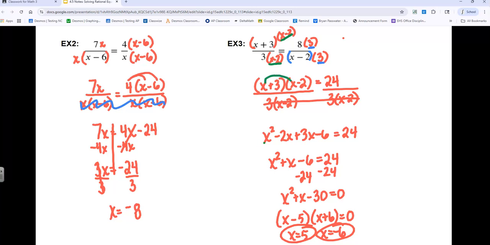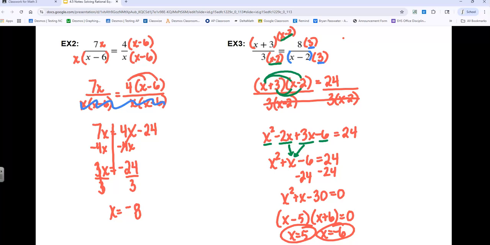X times x gives you this x squared. X times negative 2 gives you that negative 2x. 3 times x gives you the 3x, and 3 times negative 2 gives you the negative 6. And then you can combine those middle terms, these two right here, go together, and it gives you just a positive x. So we got x squared plus x minus 6 equals 24.